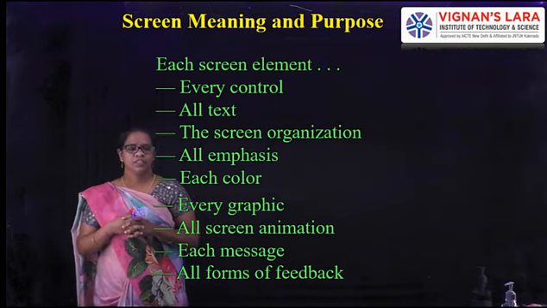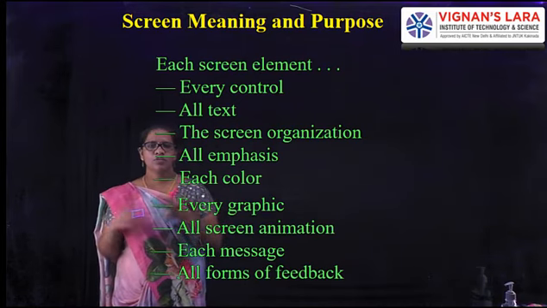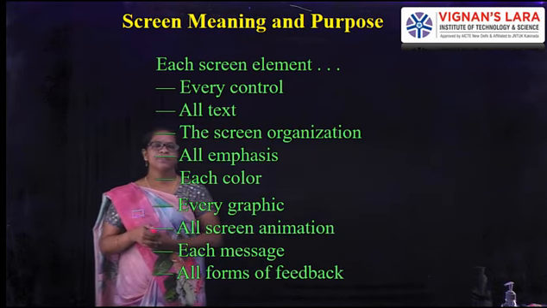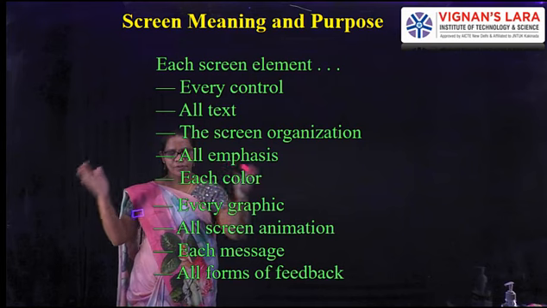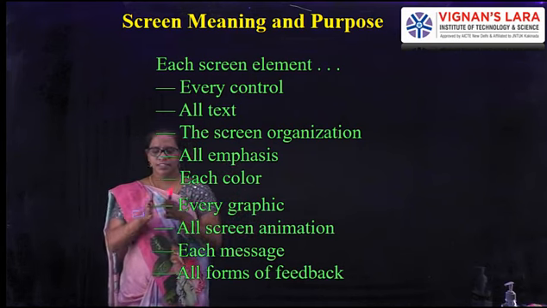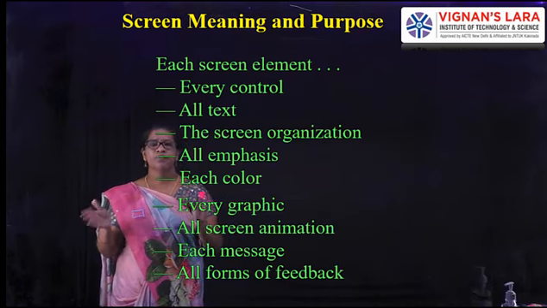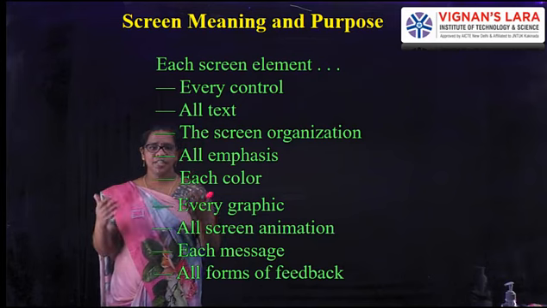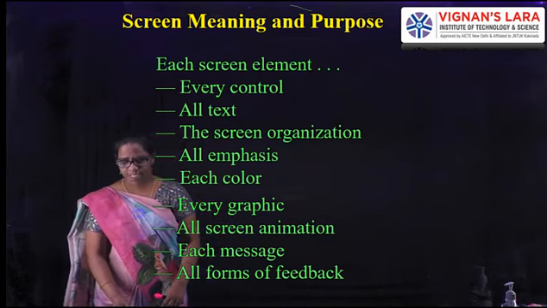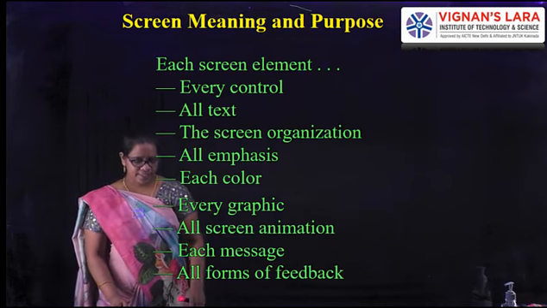Feedback is nothing but checking whether the screen is good or not, and whether people are interacting with it. For example, for Windows 7 you have one type of screen, and for Windows 10 you have another type of screen. As the version varies, the screen also varies. Why do we vary it? Because of the users' convenience, and to attract the users. So these are the screen meaning and purpose, and these are the different screen elements.